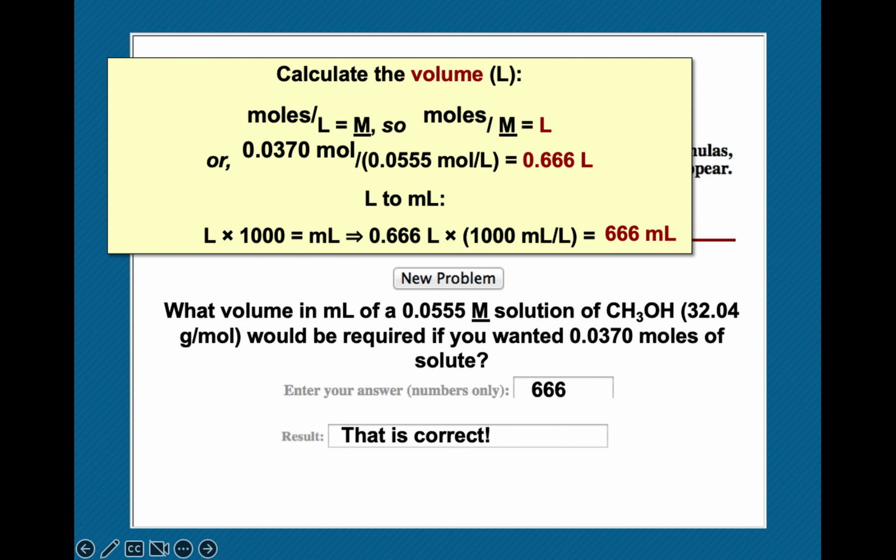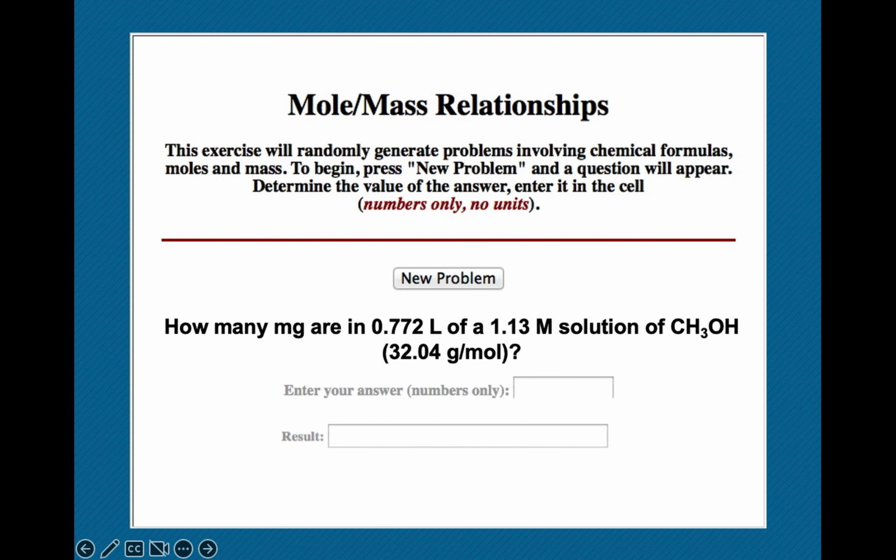Another problem. Milligrams, okay? We're going to have to do from grams to milligrams. Again, that's a factor of 1,000. How many milligrams in 0.77 liters of 1.13 molar solution of methanol? Well, here we are given a concentration and a volume, aren't we? That gives us moles.